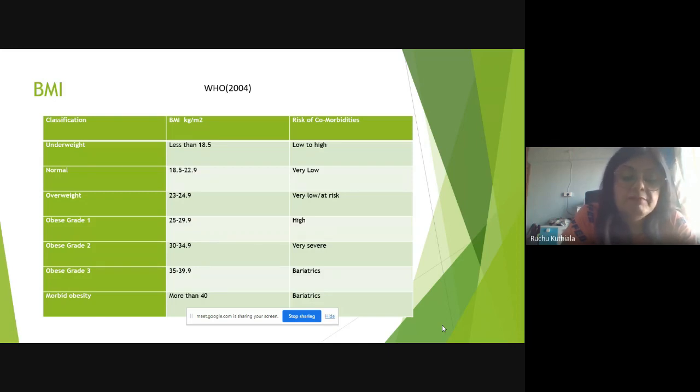Of course, if some person is falling under these grades, then they should again be going for the full body checkup, the way I said over there in the underweight category. So similarly, they should also be undergoing a full body checkup, so as to see if they have got any underlying disease.